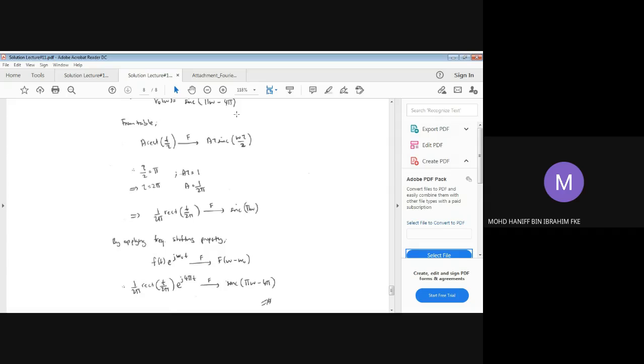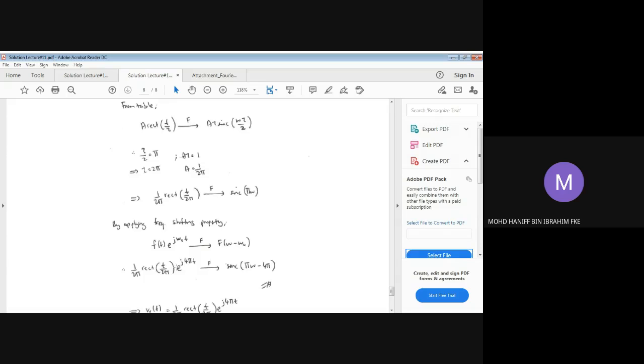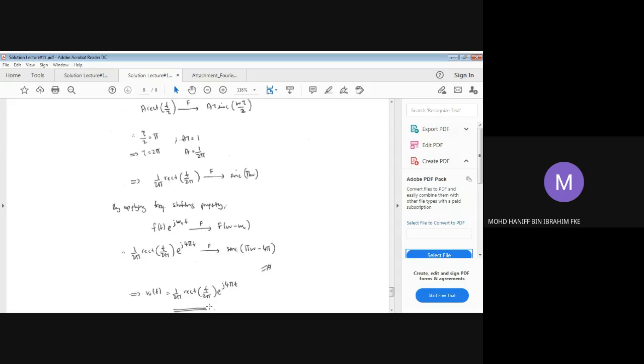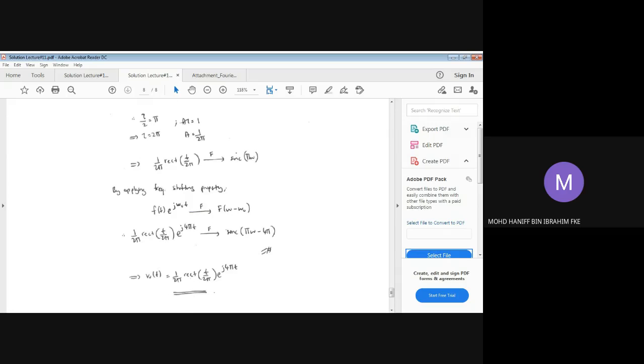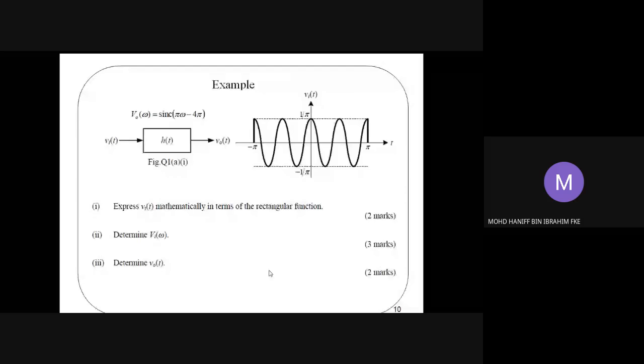So as such, we are going to get 1 over 2 pi rect(t over 2 pi) multiplied with exponential j of 4 pi t here. So we're going to get sinc of pi (omega minus 4 pi). The effect of multiplication with exponential j of 4 pi t to the above equation is a frequency shifting of 4 pi. That's why we have this as the answer. This is the answer for the time domain of V naught omega, in which it should be 1 over 2 pi rect(t over 2 pi) exponential j of 4 pi t. Okay, so that should be the solution for the questions that we have here in this slide.